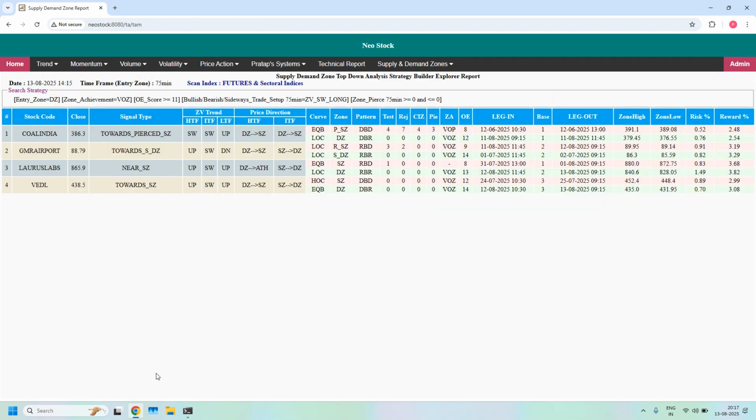So we got 4 stocks. Sideways long trade setup for weekly income trade. Entry time frame zones are 75 minutes demand zones.